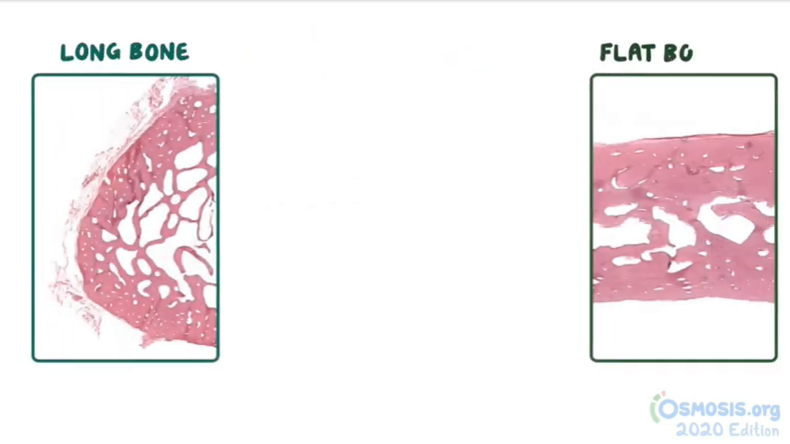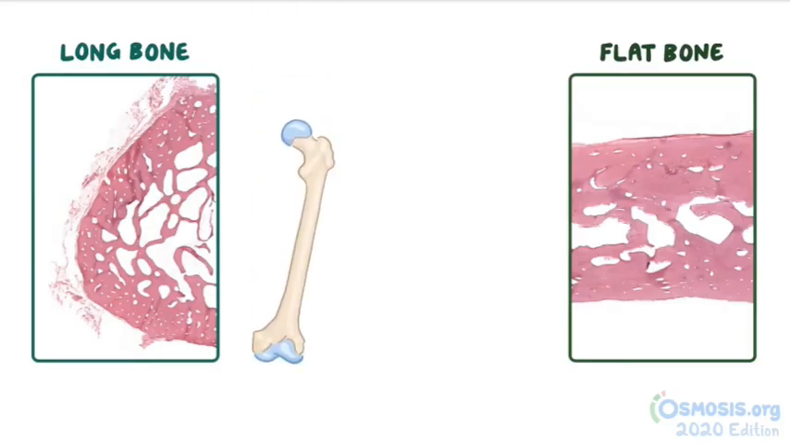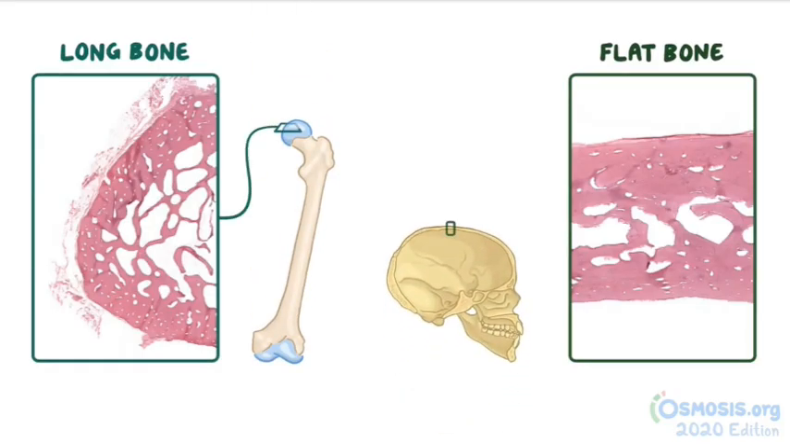Alright, let's compare sections of a long bone and a flat bone. This long bone is a partial cross-section of the head of a long bone, and the flat bone is a cross-section from the skull. Both sections have been decalcified in order to make it easier to cut the bone into thin sections, but the collagen is still present in the slides.